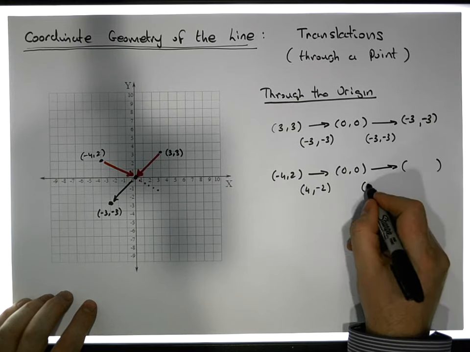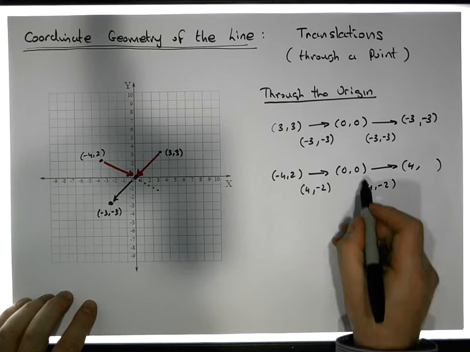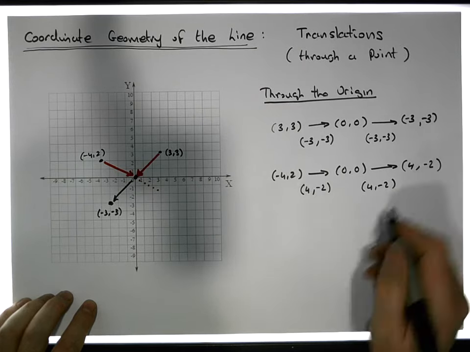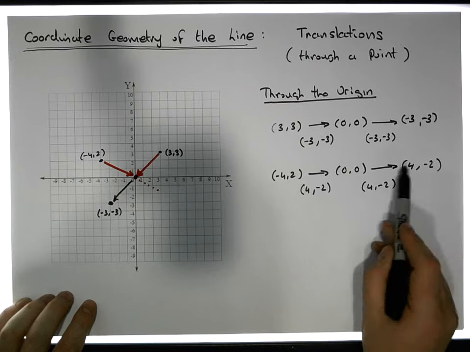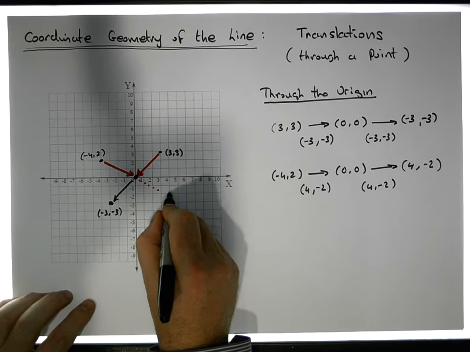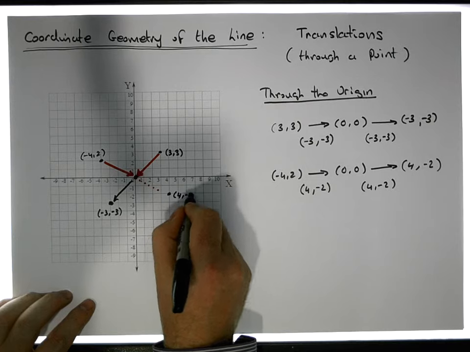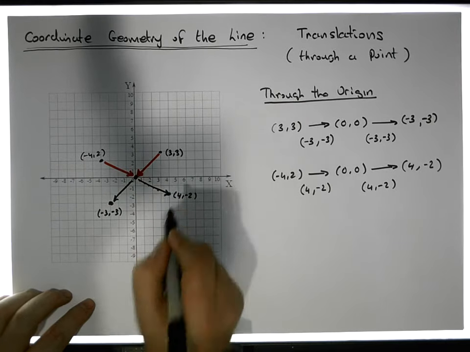So I'm going to apply 4 minus 2. So 0 plus 4 gives me 4. And 0 plus minus 2 gives me minus 2. So the effect of the transformation through 0 is that minus 4, 2 is taken to 4 minus 2. Which is actually here. 4 minus 2 is this point here. So there's the effect of that transformation, to move to this particular point here.